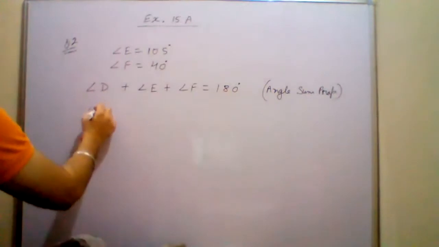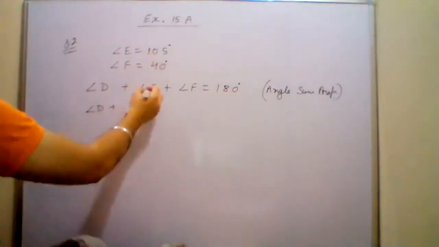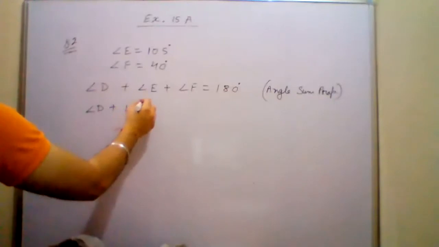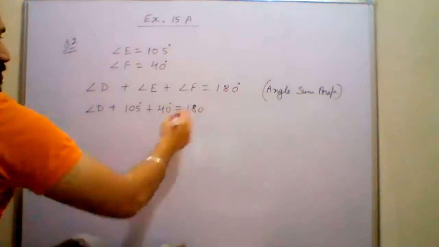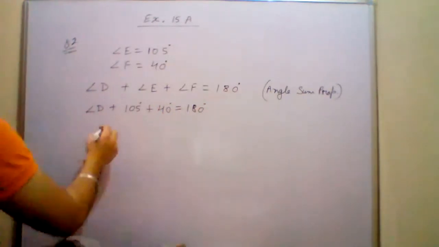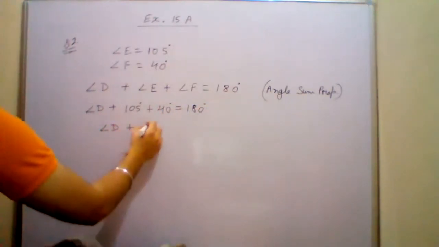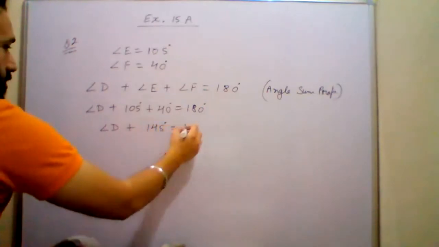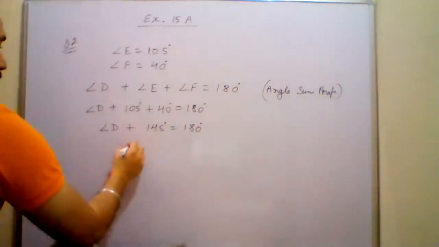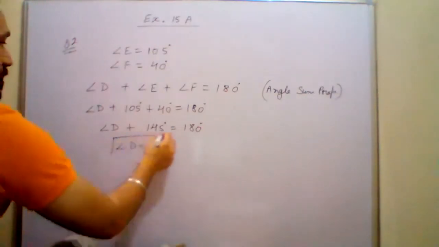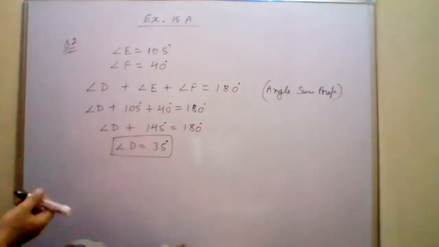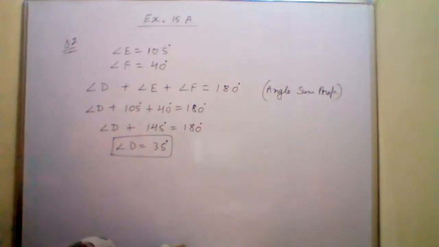Now, angle D we want to find out. Angle E, the value is 105. Angle F, the value is 40 degrees. So, 180 is the sum. Angle D plus 145 is equal to 180. So angle D is equal to 35 degrees. 180 minus 145 is equal to 35. This is the answer, angle D. So done. So can I do the next one?